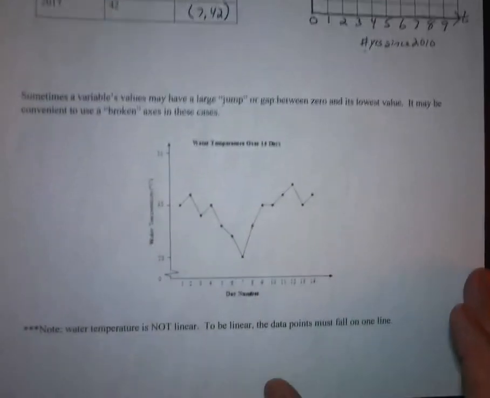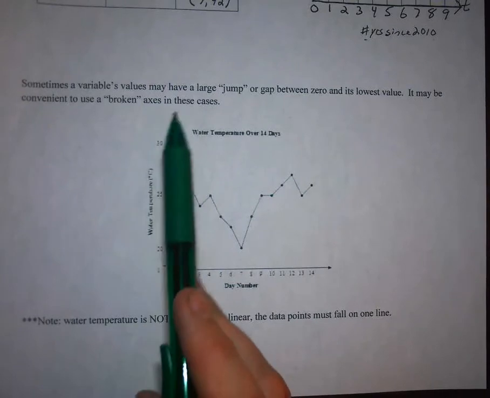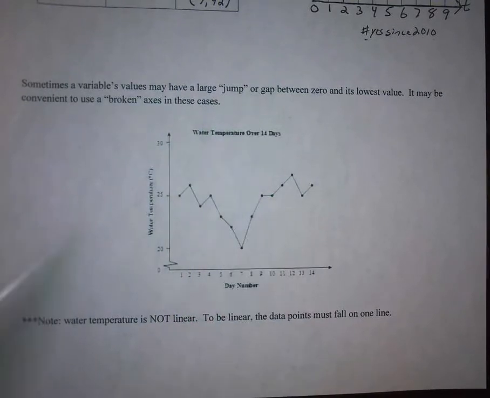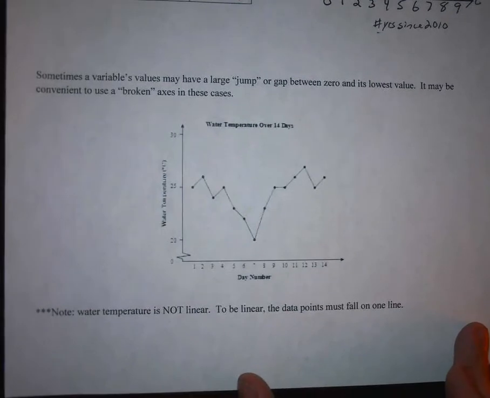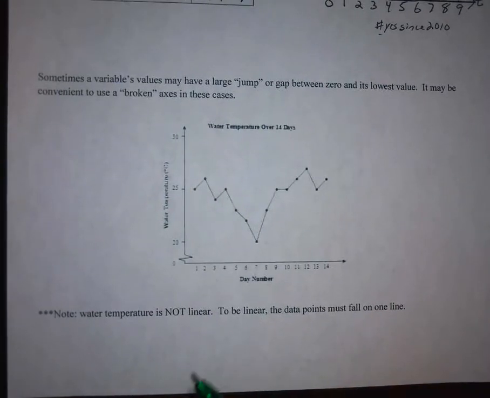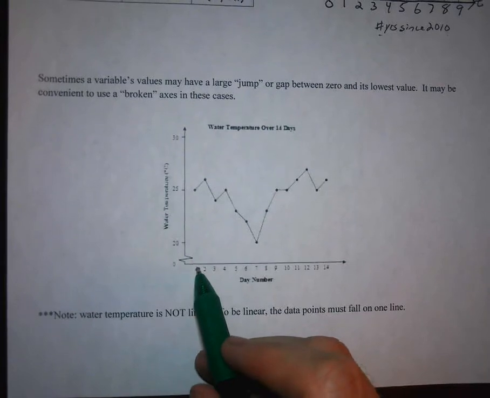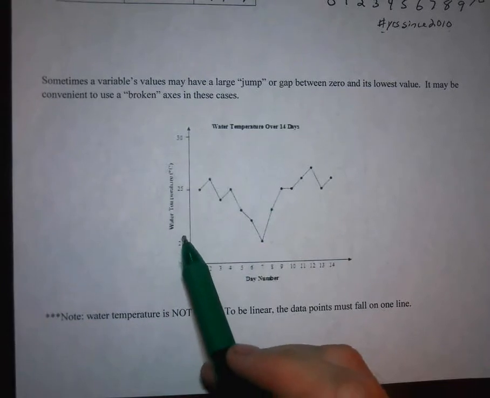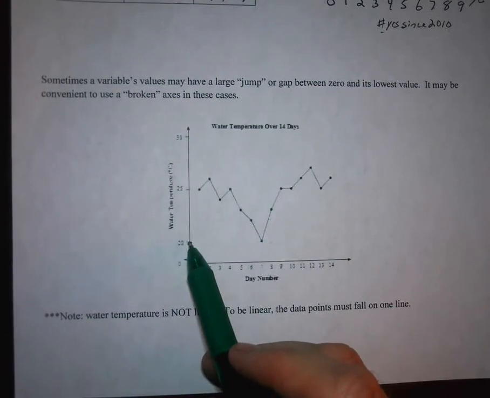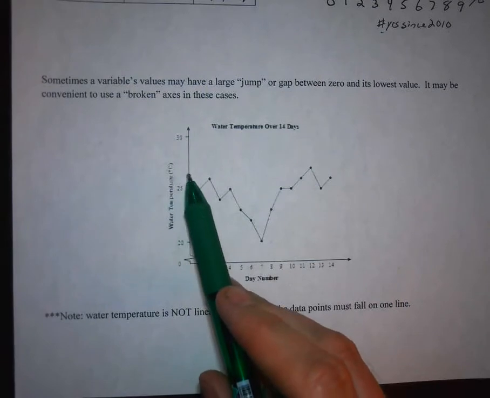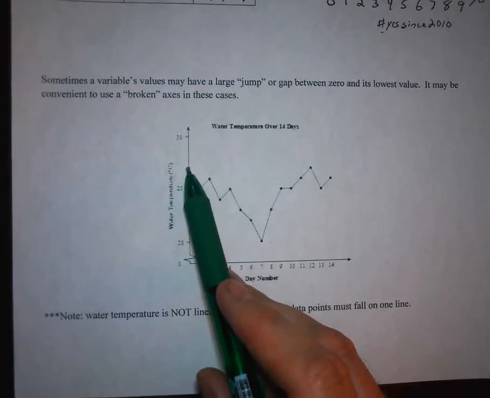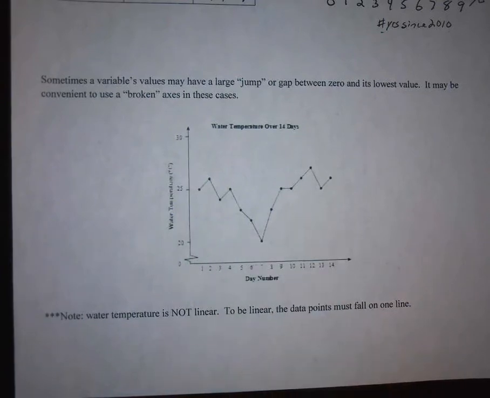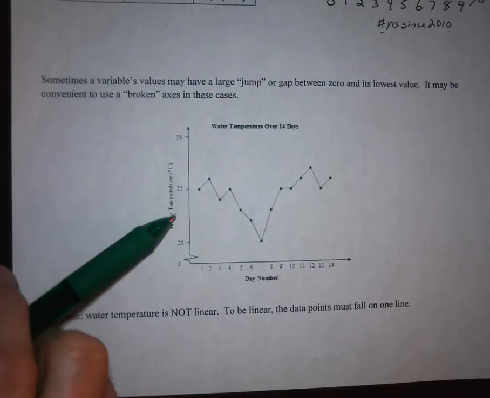Okay, then the last thing to mention here is sometimes a variable's values may have a large jump or gap between 0 and its lowest value. It may be convenient to use a broken axis in these cases. So I just found a generic graph here that gives you the water temperature over 14 days. So the first day, second day, third day, fourth day, and so on. And then the temperature. Now notice that the lowest temperature was about 20 degrees Celsius, and the highest was maybe 27-ish or 26, somewhere in there. So that's only fitting like 7 values, but those values are in the 20s.